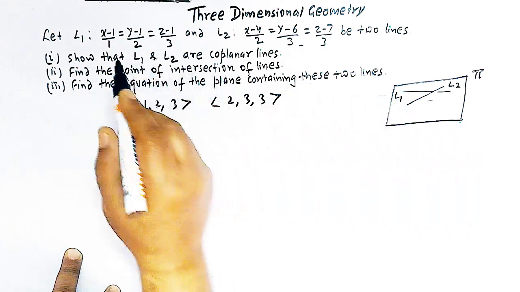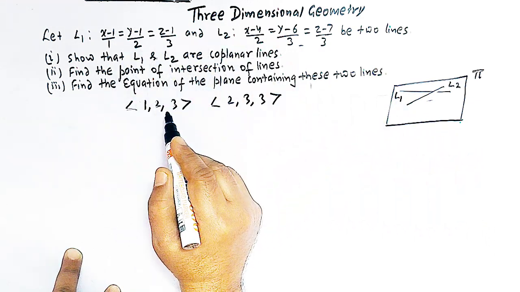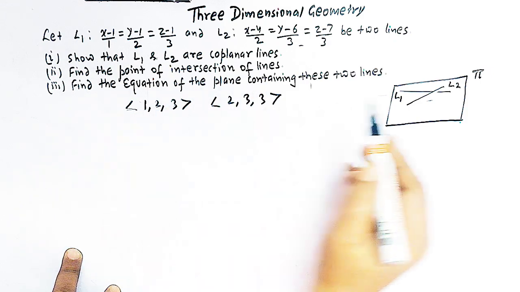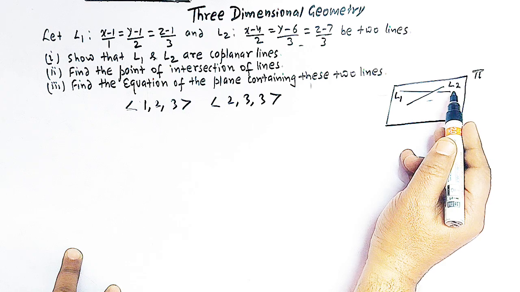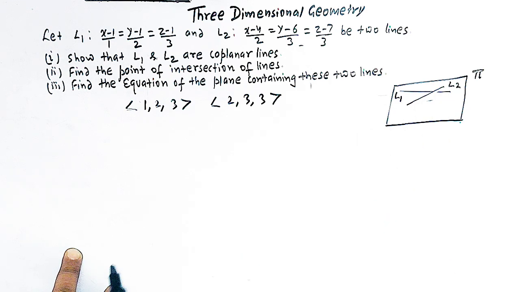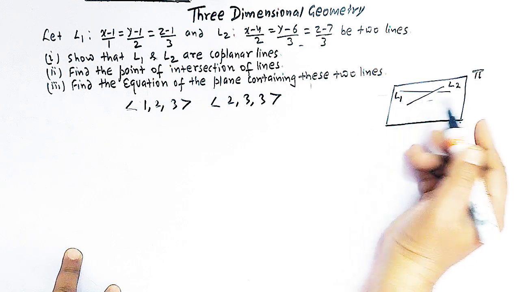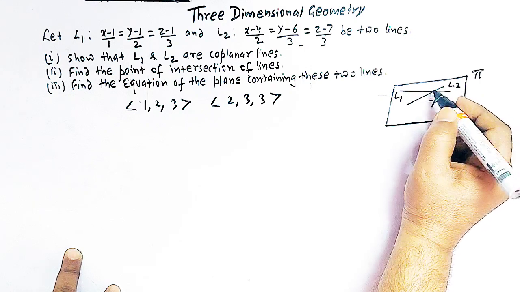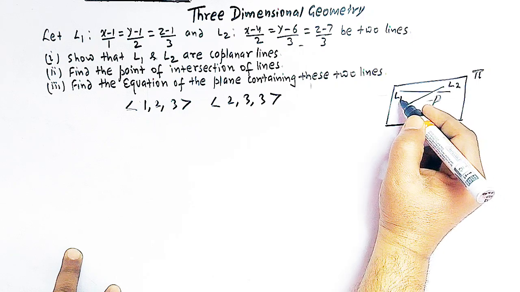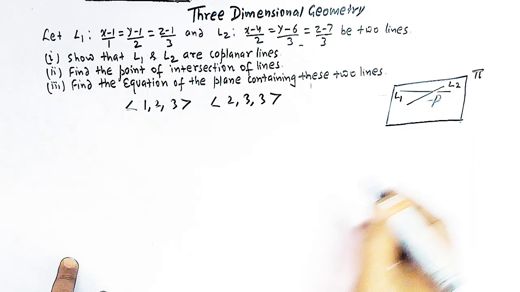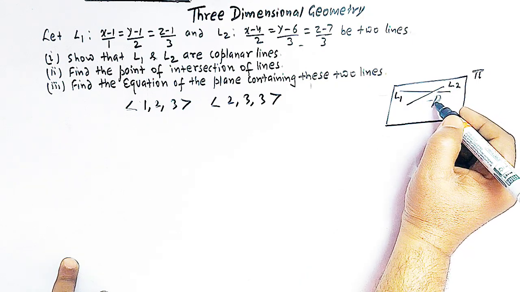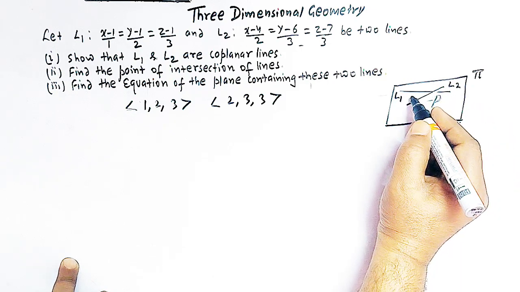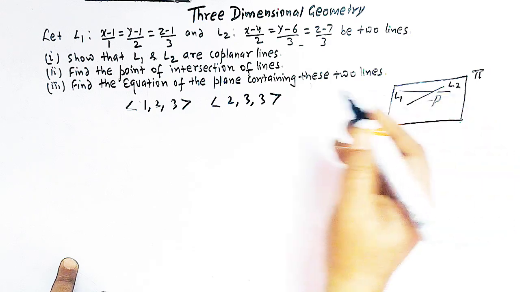So if the direction ratios of the two lines are not equal or not proportional to each other, then the lines L1 and L2 are said to be intersecting lines. Now this point P may be taken as the point of intersection of the lines L1 and L2, and we have to find out the coordinates of the point of intersection of these two lines. So let us start.